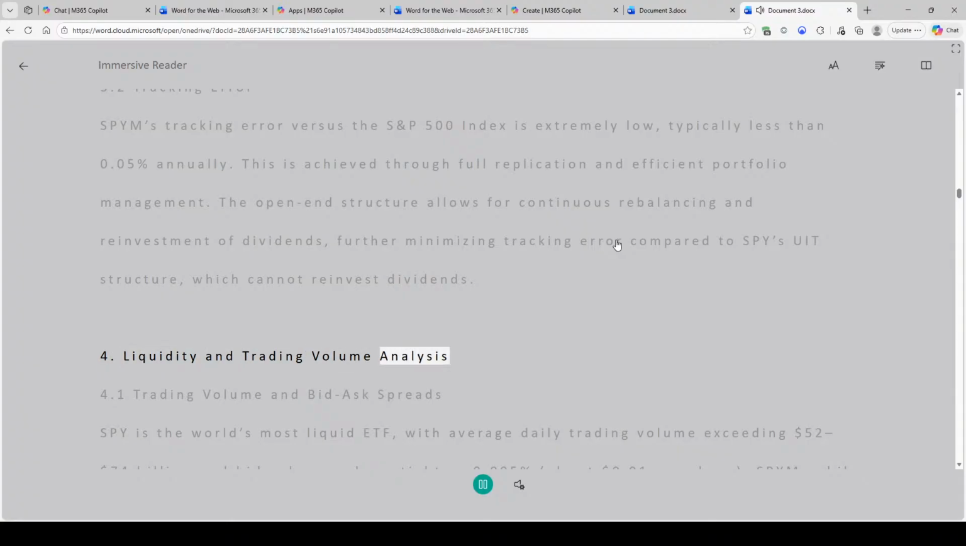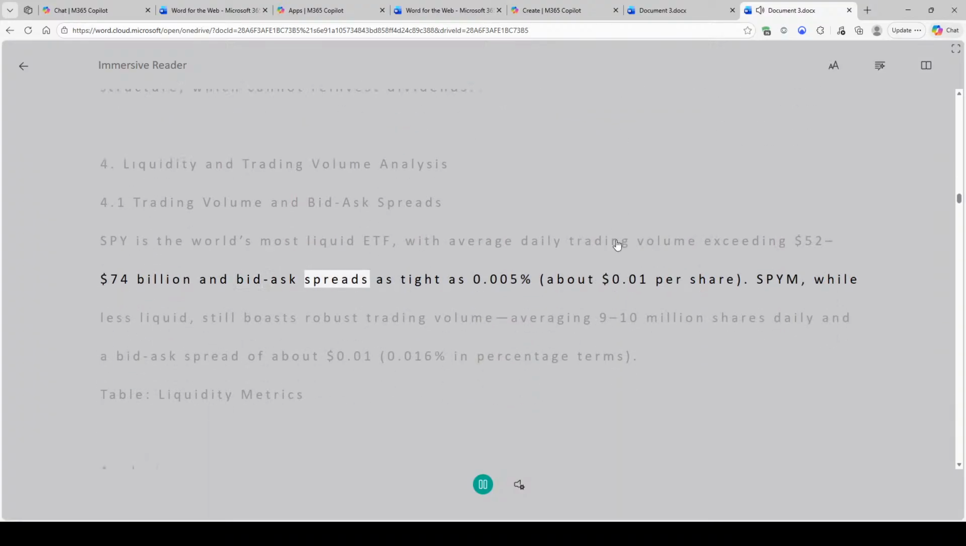4. Liquidity and trading volume analysis. 4.1 Trading volume and bid-ask spreads. SPY is the world's most liquid ETF, with average daily trading volume exceeding $52 to $74 billion and bid-ask spreads as tight as 0.005%, about 1 cent per share.